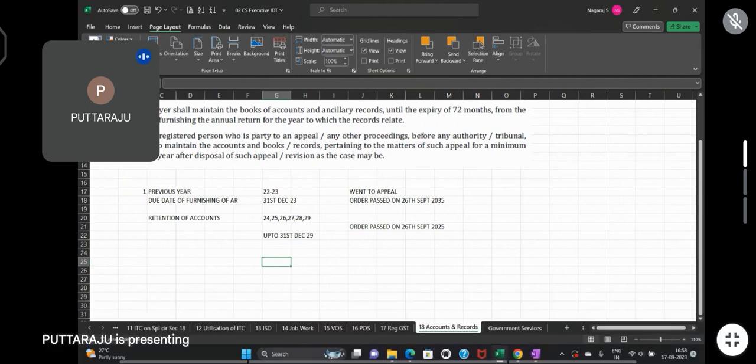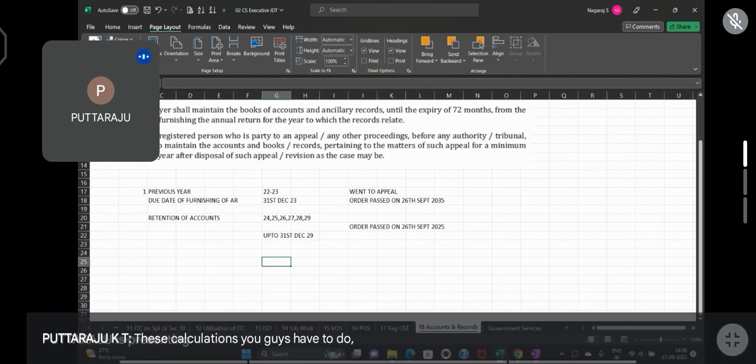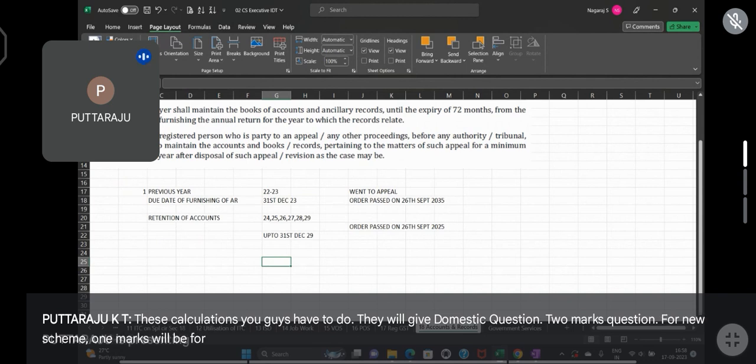These calculations you guys have to do, they will give. They may ask a 2 marks question for the new scheme, and 1 mark will be for the old scheme. Don't miss these kinds of questions. You should score from these.